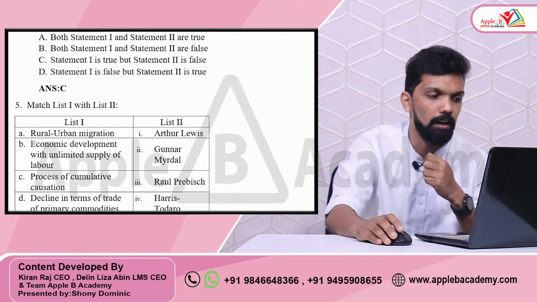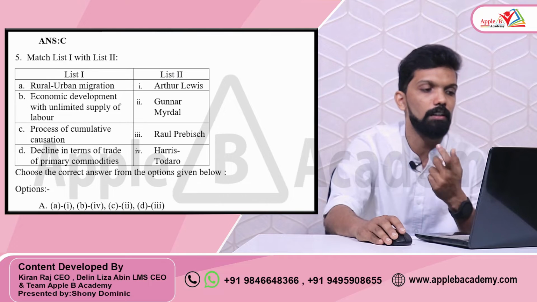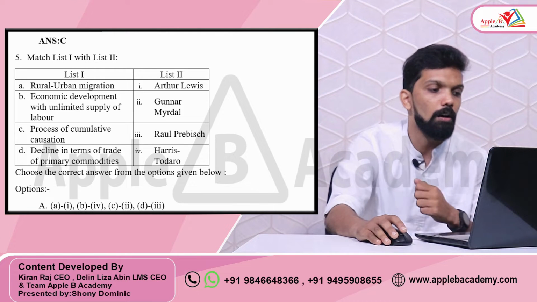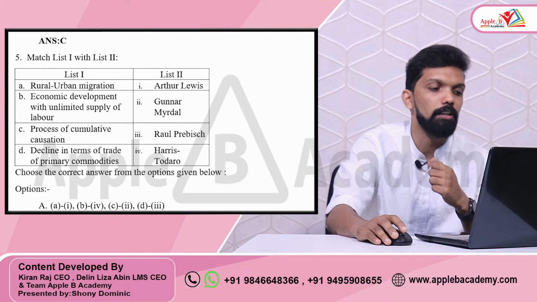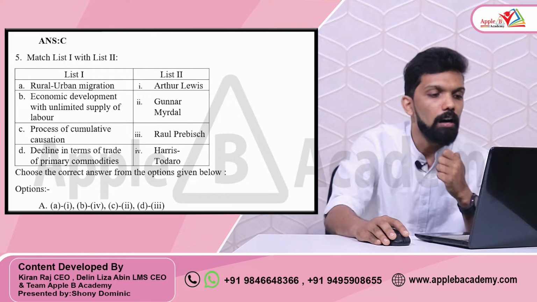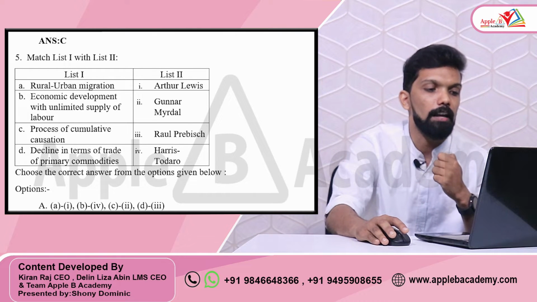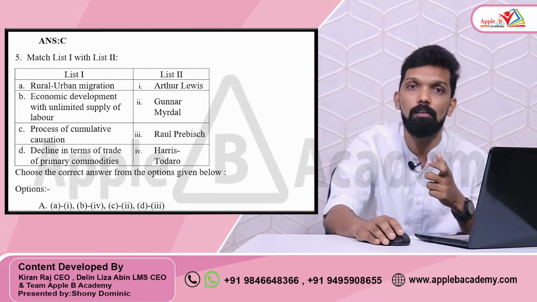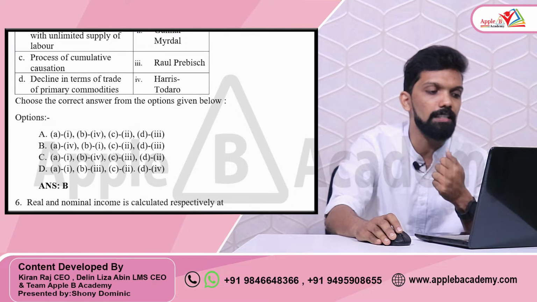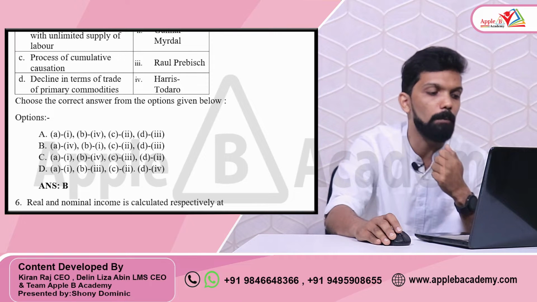Okay, next question is a match the following question. So list 1 is given: rural-urban migration, economic development with unlimited supply of labor, process of cumulative causation, decline in terms of trade of primary commodities. So list 2 is here: Arthur Lewis, Gunnar Myrdal, Raul Prebisch, Harris Todaro. So we have to match these different concepts with the proponents. So different options are given. So right answer for this question is option B.